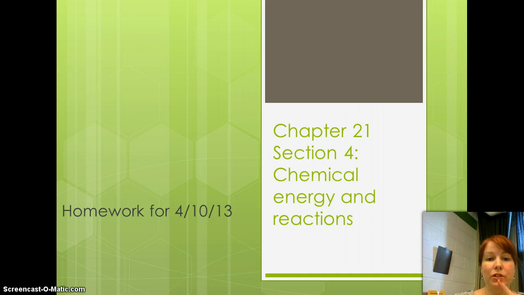This is going to be our section 4 notes. Section 4, as it says right here, is going to be chemical energy and reactions. This is your homework for this evening. You want to have the sheet of paper that I gave you in class today out with you, next to the side so that you can take the notes as we go through the video. All right, so I'll see you guys in just a little bit.